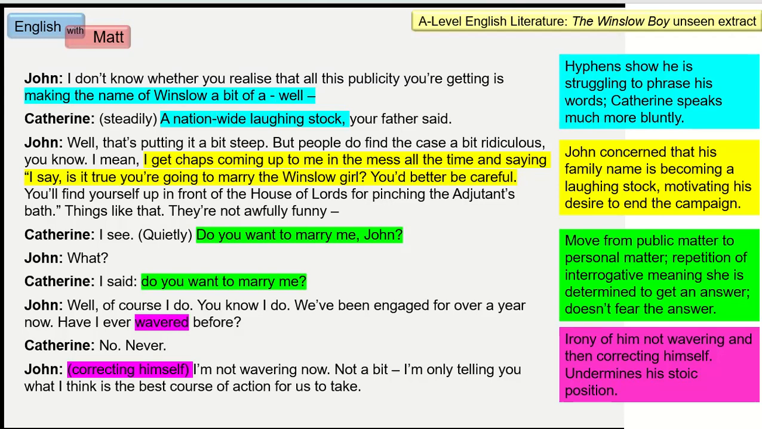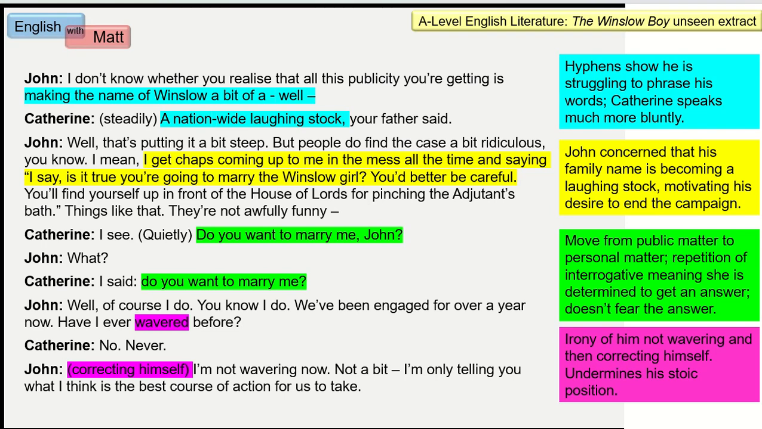So this final section of the extract, the green and the pink sections here, the conversation sways away from these large bodies to the personal and their engagement. And again, it shows, she asked this interrogative twice, meaning that she wants an answer. She's not afraid of his answer. He could say, "No, I don't want to marry you anymore." And you get the sense that she would say, "Fine." You get that sense from her.